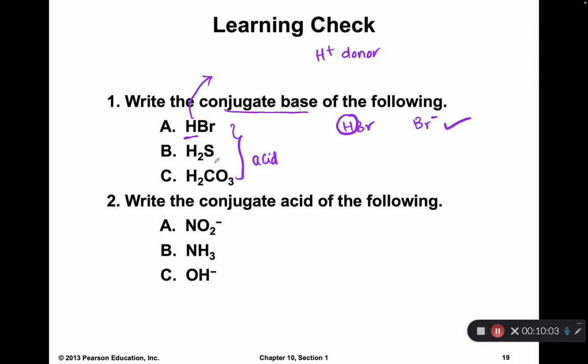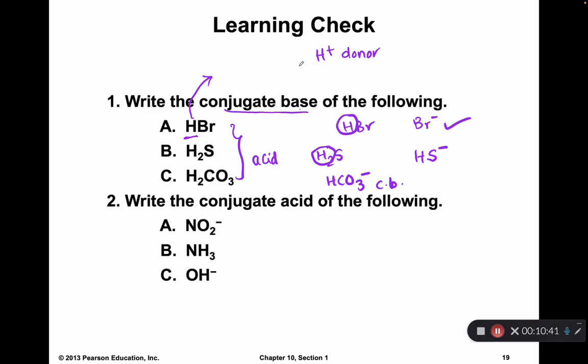Right? H2S. Yeah, this one is H2S. When one of the H plus is given away, the leftover is HS minus. This is the conjugate base of H2S. Similarly, you can try here carbonic acid. We have H2CO3. This is an acid. You need to give away one H plus, right? When H plus is given away, then leftover is HCO3 minus. So that is the conjugate base here.